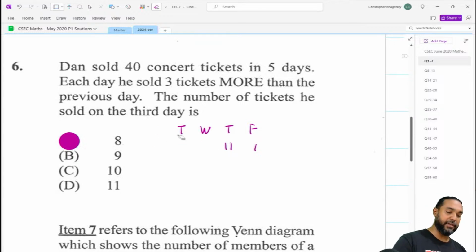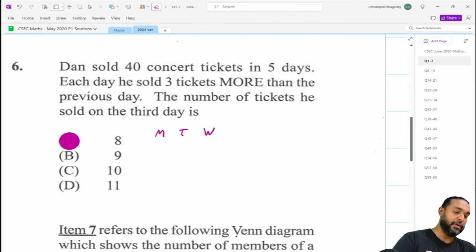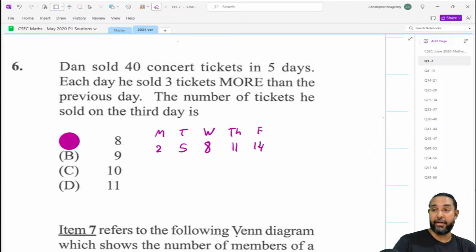So how I did it on this day was, I did Monday, Tuesday, Wednesday, Thursday, and Friday, and I picked 8. So I said the third day is 8. And I went backwards, so backwards means minus 3. So I had 5 on this day. Backwards again means minus 3 again, then 2. Then going forwards, 8 plus 3 is 11, 11 plus 3 is 14. And then I just added it together. So 2 and 5 is 7, plus 8 is 15, plus 11 is 26, plus 14 is equal to 40.